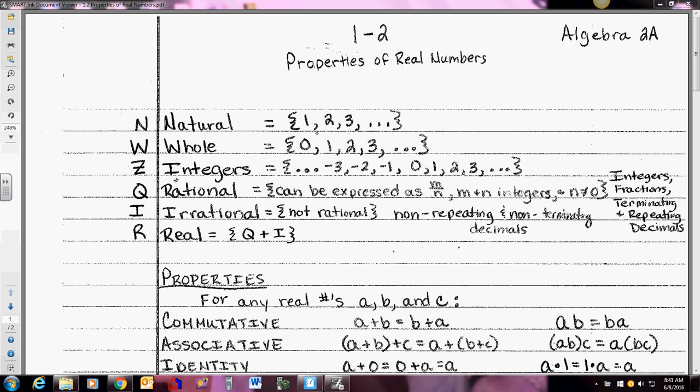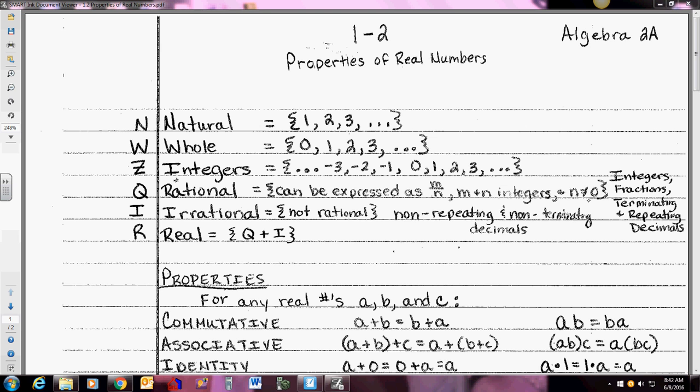So anything you can count on your fingers, 1, 2, 3, 4, 5, 6, 7, 8, 9, right? Whole numbers are everything natural is plus a 0. So whole numbers are 0, 1, 2, 3, 4, 5, 6, 157, right? Integers are everything above it plus the negatives. So the negative natural numbers, if that makes sense. So the negatives, -3, -2, -1, 0, 1, 2, 3, dot, dot, dot on both sides because it goes on forever in both directions.